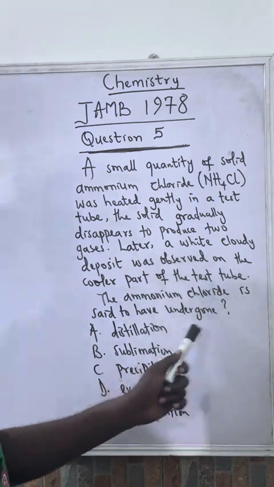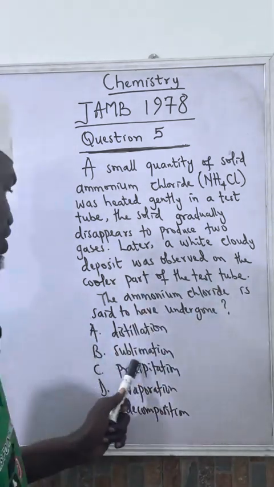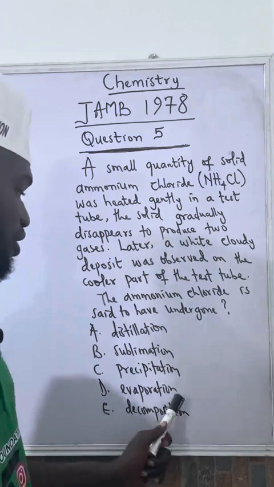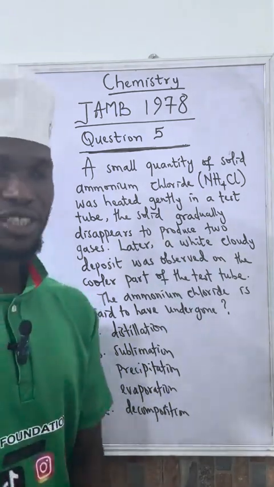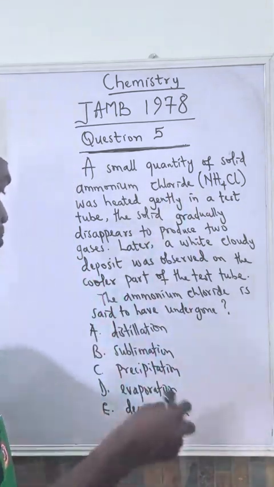The ammonium chloride is said to have undergone: A. Distillation, B. Sublimation, C. Precipitation, D. Evaporation, E. Deposition. Very good. The correct answer to this question is sublimation.